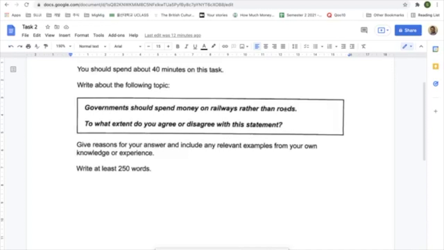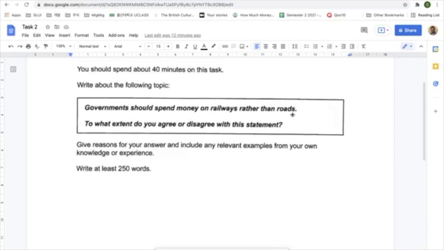Essentially, it's saying governments should spend money on railways rather than roads. It doesn't matter whether it's your government or my government, the British government or the Korean government. It's not talking about a specific government, it's talking about in general. Should they spend our taxpayers' money, my money and your money, building railways and trains and not roads? So it's saying essentially that railways are better than roads. That is how I interpret this question.